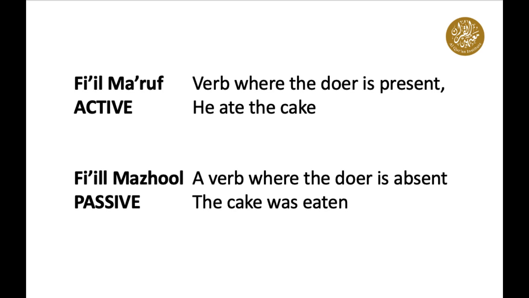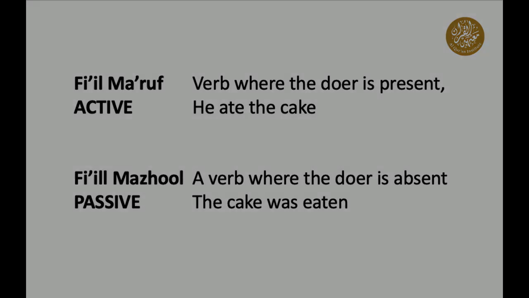Next is fi'l majhul. This is a verb where the doer of the action is absent. For example, he ate the cake. Instead, if we say the cake was eaten, the action is still there, but the doer of the action is absent there. It doesn't say who ate the cake.